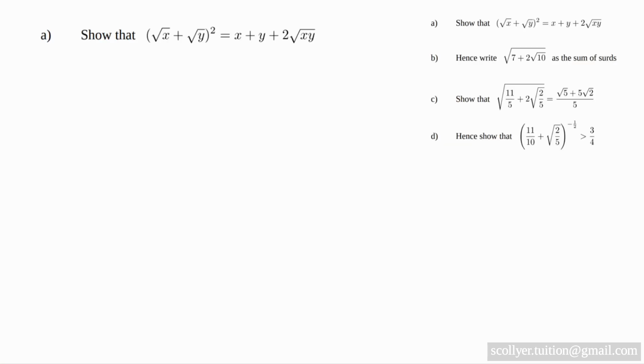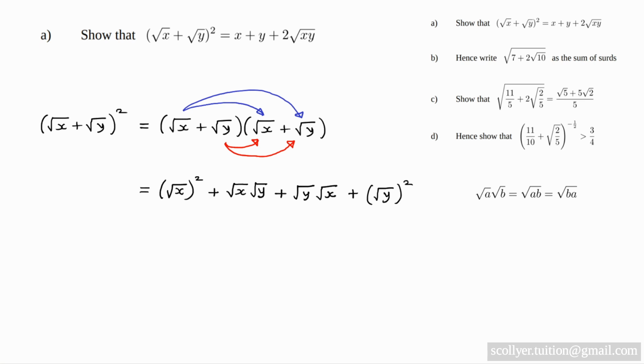Part A. Show that (√x + √y)² = x + y + 2√(xy). We can rewrite (√x + √y)² as (√x + √y)(√x + √y), which we can then FOIL out as follows.